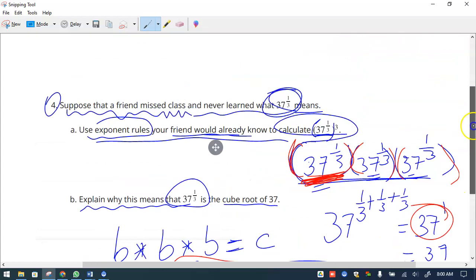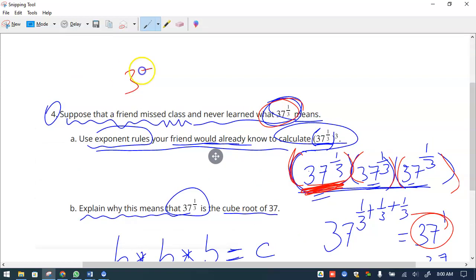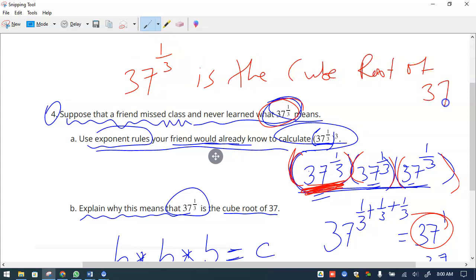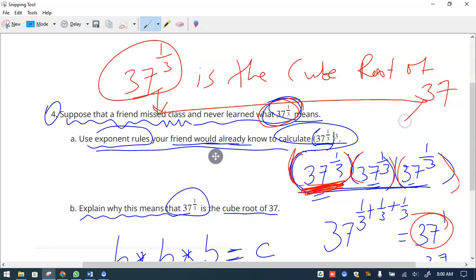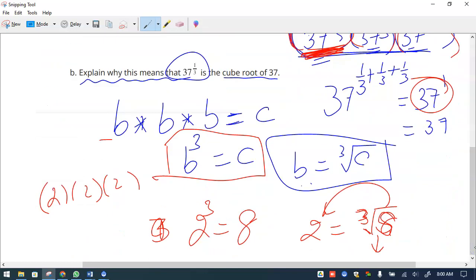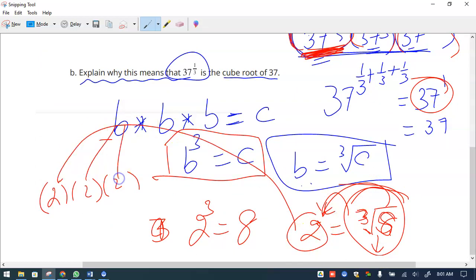So likewise here we say this 37 to the 1/3 is the cube root of 37, because if you multiply it by itself 3 times, you get 37. It's the same as saying the cube root of 8 is 2 because when you multiply 2 by itself 3 times, you get 8.